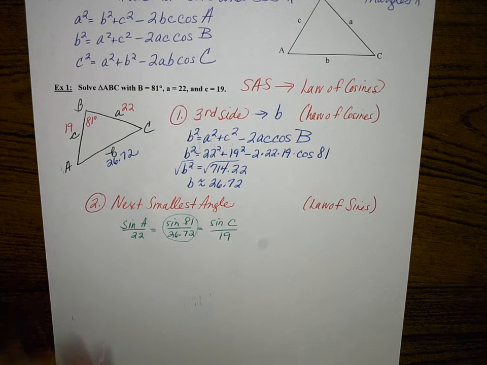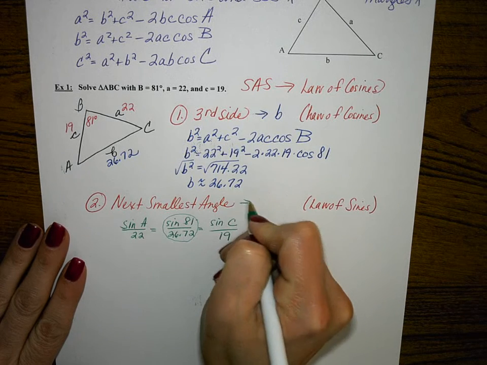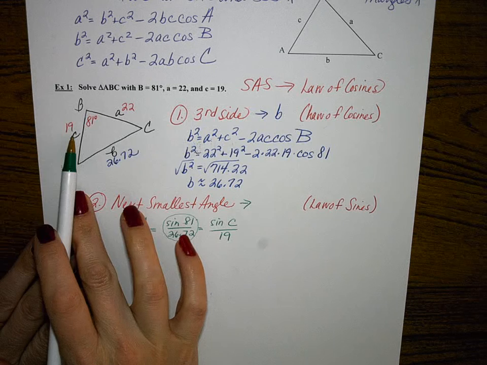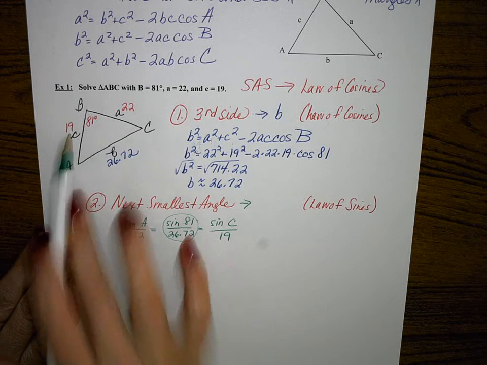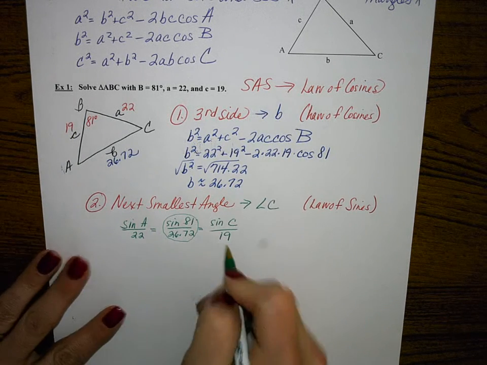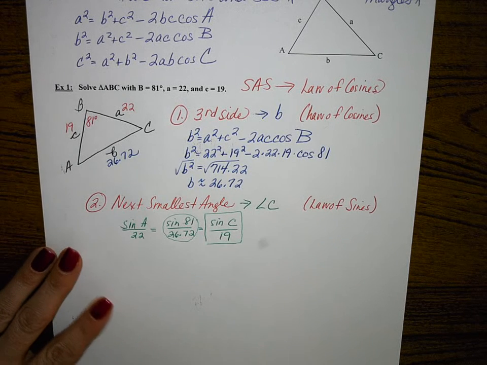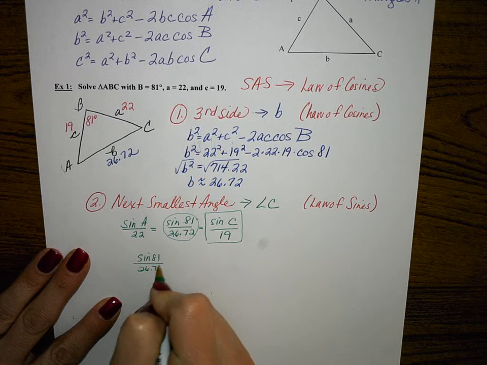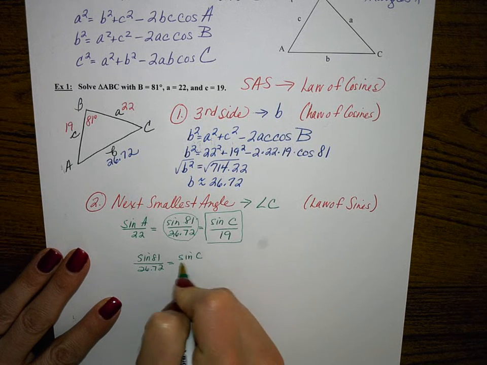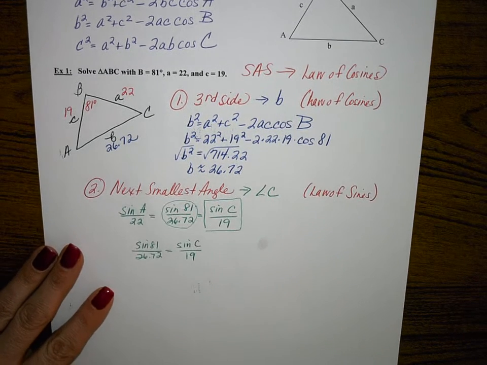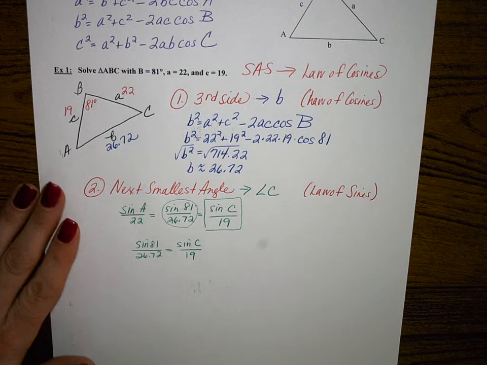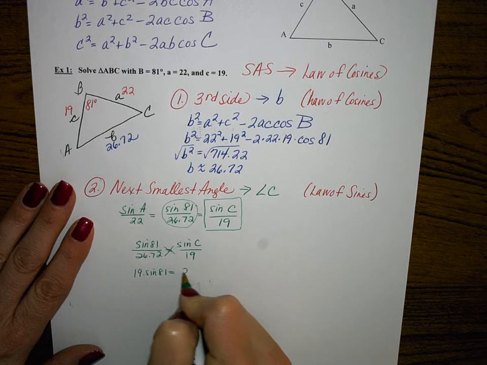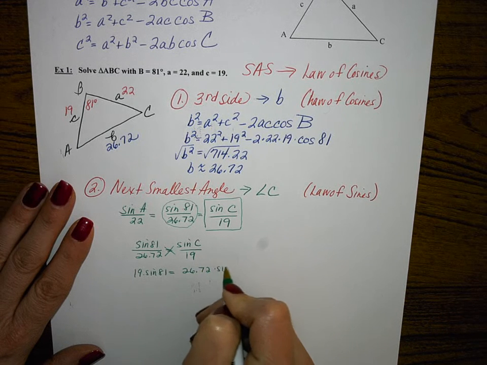Now in this situation, what is the smallest angle that we don't know yet? C. C is actually the smallest angle in the whole triangle, right? Because it's opposite the side that's 19. So that means that I'm going to find angle C first. So we have the sine of 81 over 26.72 equal to the sine of angle C over 19. All right, what do I do to solve that situation? Cross multiply. So 19 times the sine of 81 is equal to 26.72 times the sine of C.